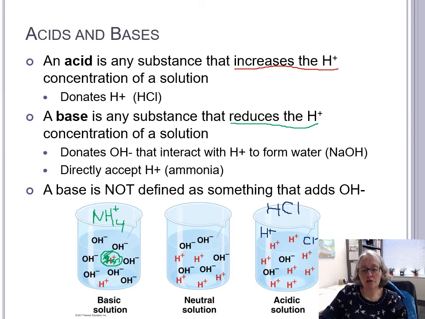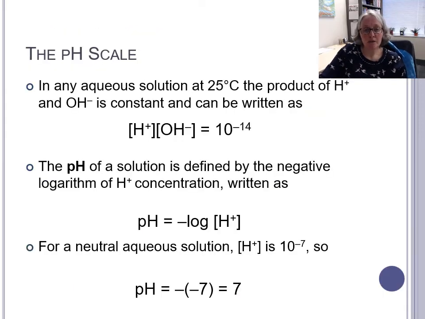So acids increase hydrogens, bases decrease hydrogens. And then a neutral solution, something where we've got pure water, the concentration of our hydrogens and hydroxides will be the same. The pH scale is a way for us to quantify these relationships. In any aqueous solution, we know what that means. What does aqueous mean? Yes, any solution where water is the solvent.